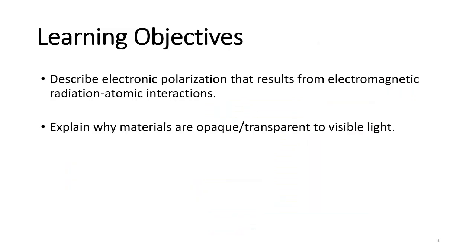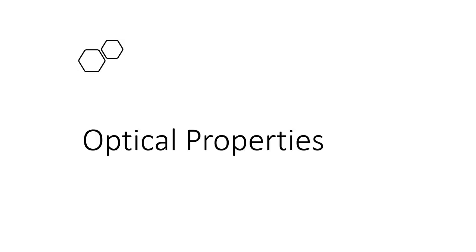At the end of this topic, you should be able to describe electronic polarization that results from electromagnetic radiation atomic interactions and be able to explain why materials are opaque or transparent to visible light. Optical properties of materials.